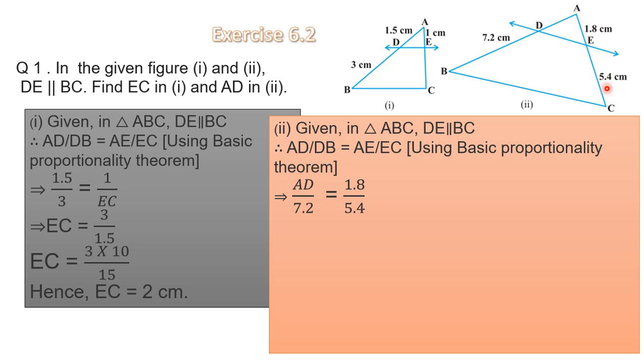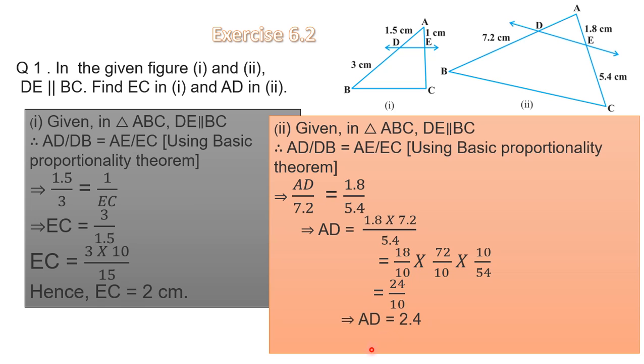Now after this we get AD is 1.8 into 7.2 upon 5.4 by cross multiplication of this. Then afterwards, after removing the decimal, we get the step AD is 18 upon 10 into 72 upon 10 into 10 upon 54, and simplifying this we get AD is 24 upon 10 and it is 2.4. So we can say the value of AD is 2.4 centimeter.